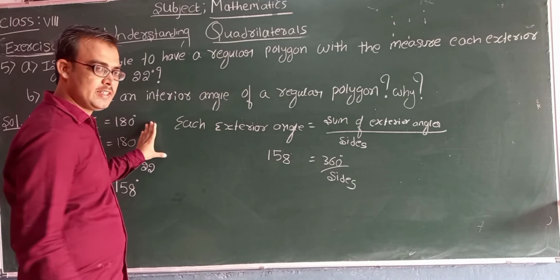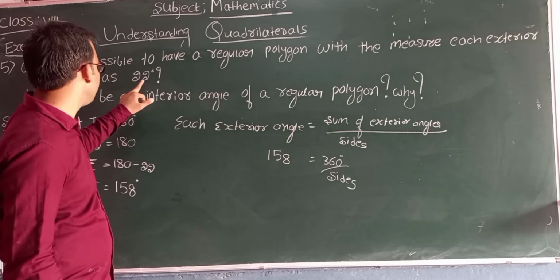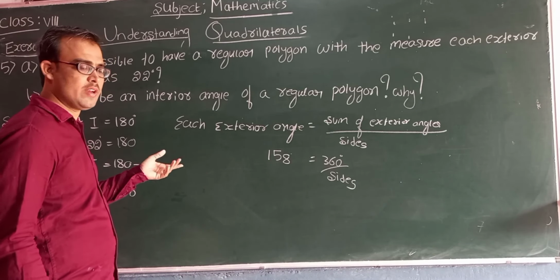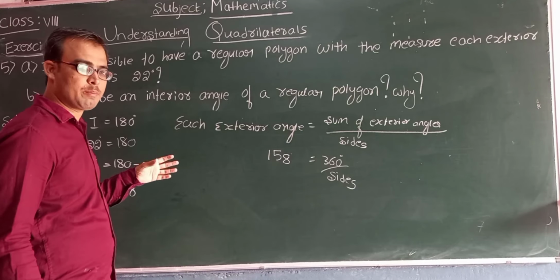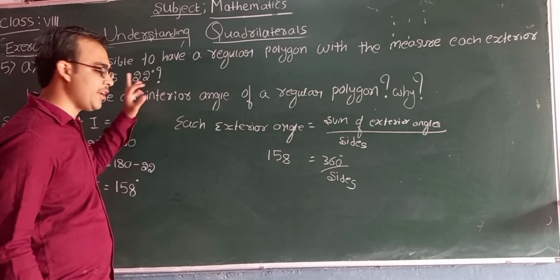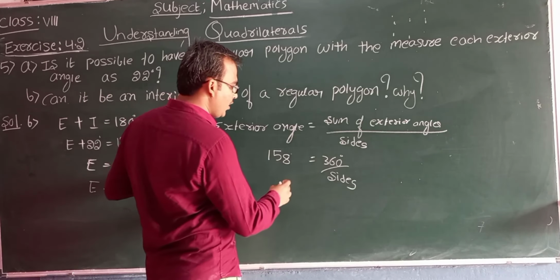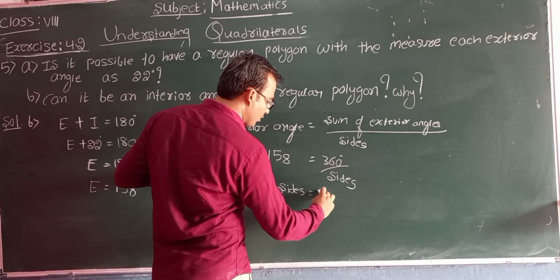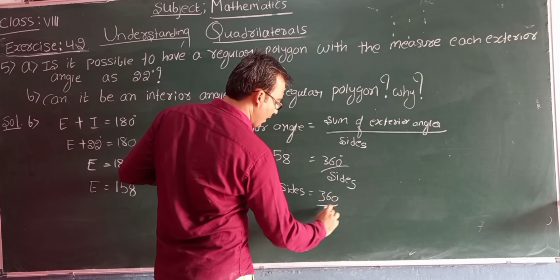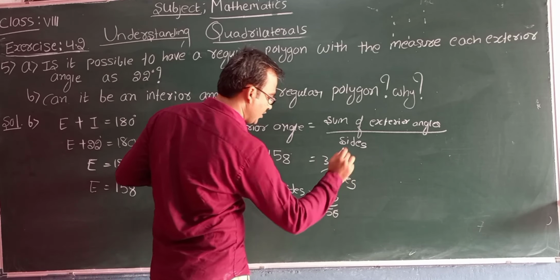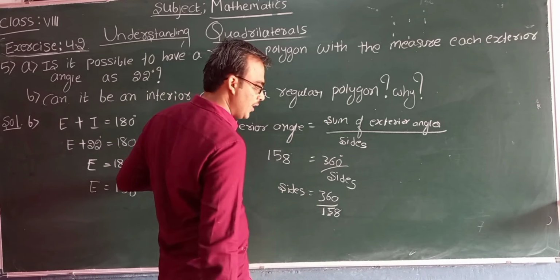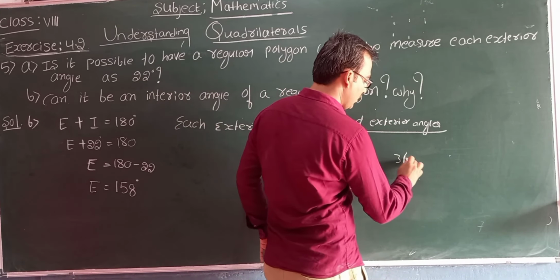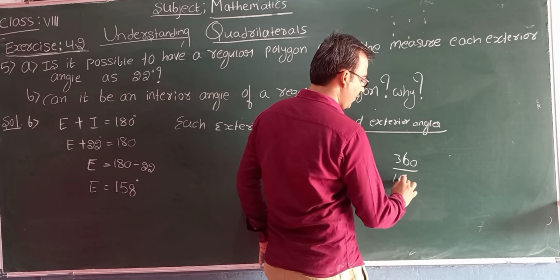Students, in the second part we are considering this 22 degree as the interior angle. Now we need to check whether it is possible to have a regular polygon with an interior angle of 22 degree. So the number of sides equals 360 by 158. Now we'll divide this, 360 by 158.